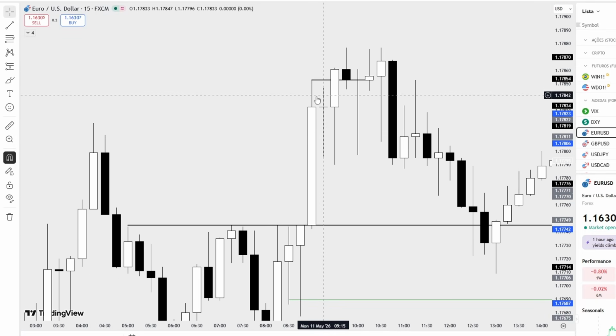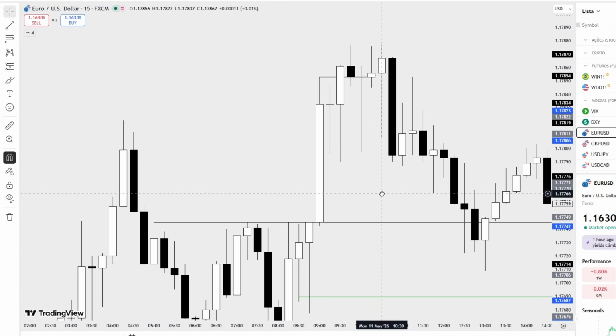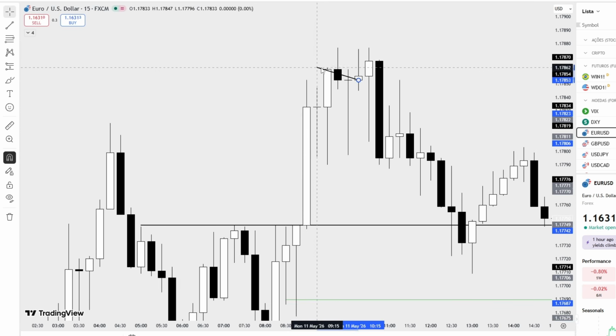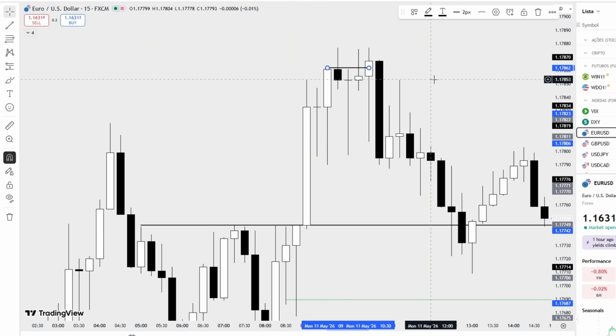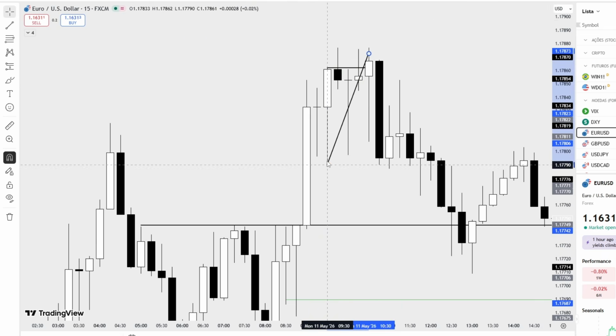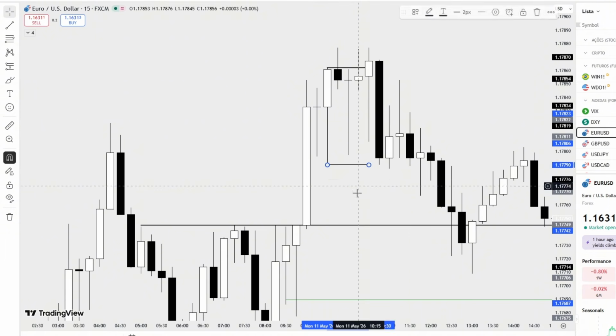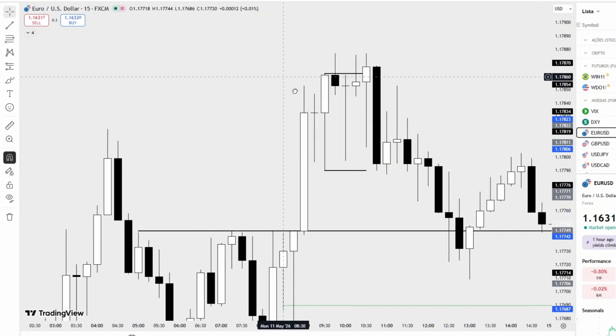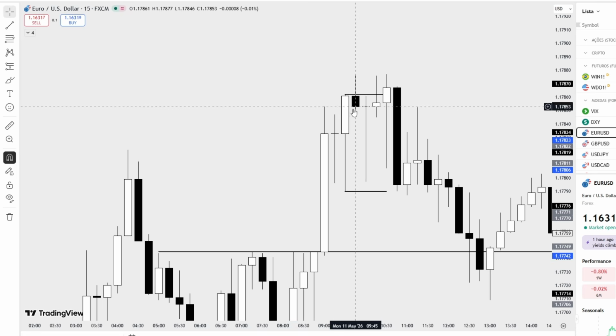Candle number 2 didn't purge, so it's not valid. Candle number 3 closed above. If the candle closes above, this is not valid anymore. And your new candle number 1 is this big guy here. So here you have your candle number 1, right? I can mark it like this so it's good for you guys to see it. And then you have your candle number 2, exactly like I said.